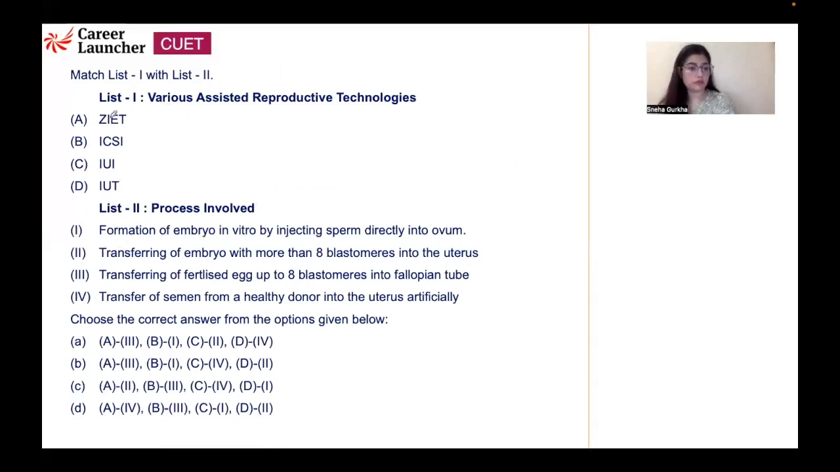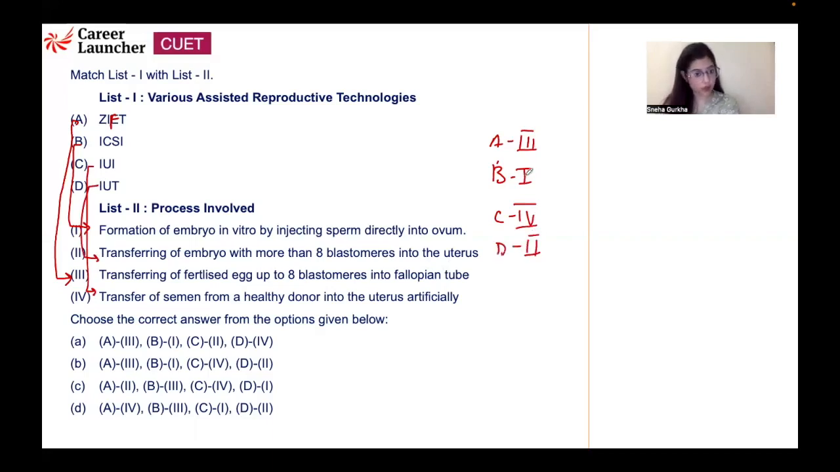Next, we have to match the 2 columns. So firstly, zygote intrafallopian transfer will be the transferring of a fertilized egg, up to 8 blastomeres, into the fallopian tube. A is with 3. ICSI, intracytoplasmic sperm injection, is the formation of an embryo in vitro by injecting sperm directly. So B is with 1. Then IUI, intrauterine insemination, is the transfer of semen from a healthy donor into the uterus. C is with 4. And intrauterine transfer is the transferring of an embryo with more than 8 blastomeres. A is with 3, B is with 1, C is with 4, and D is with 2. So option B here is going to be correct.